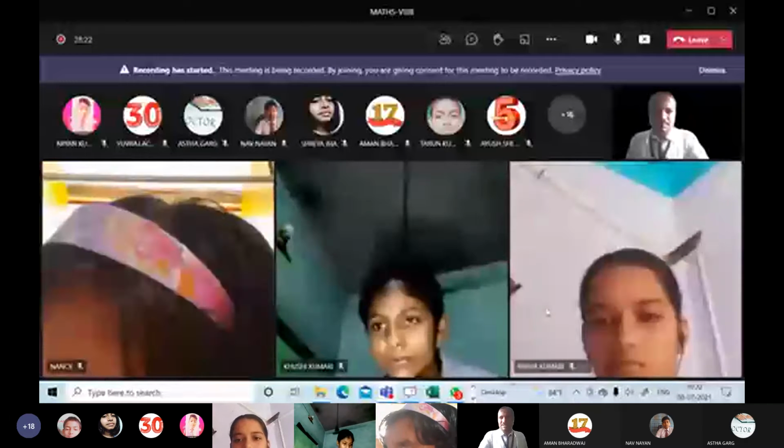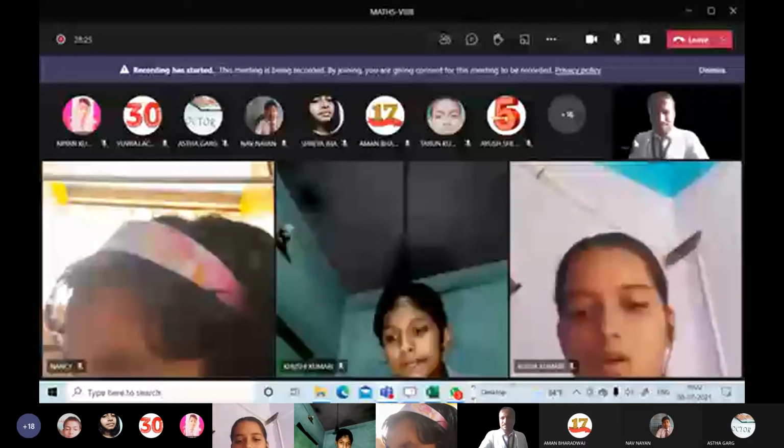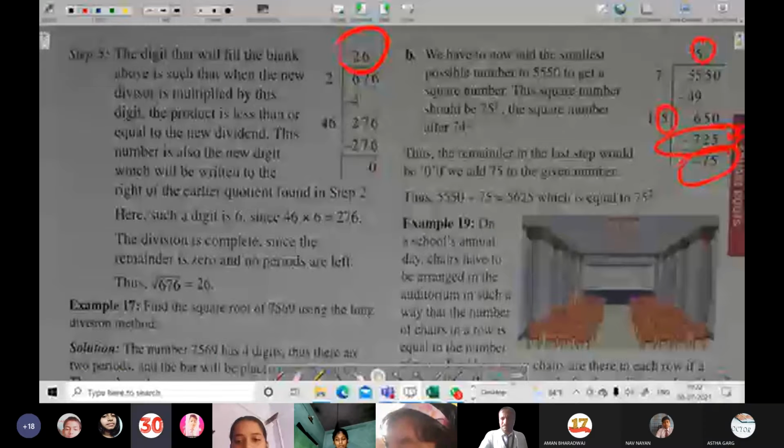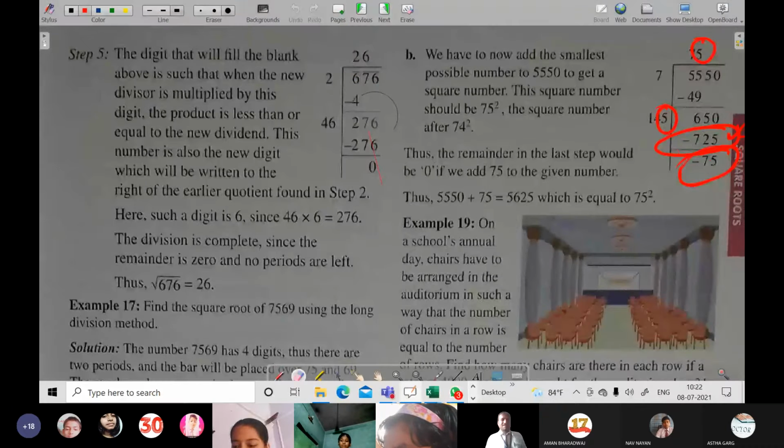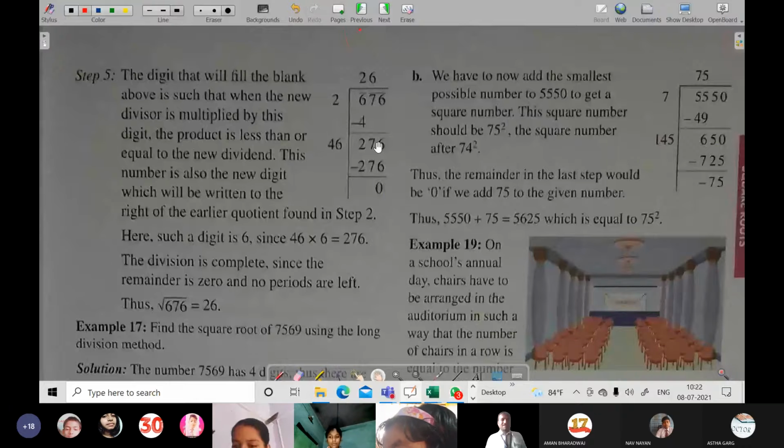I was explaining you the long division method of a square root, is it? So today also I had explained the long division method to other students in the previous class. That video also I will be uploading, and I will be giving you the link. And last day, I think I had explained you about the square root of 676 by finding through the long division method, is it? And 7569 I had not explained. This example number 7 I will explain.